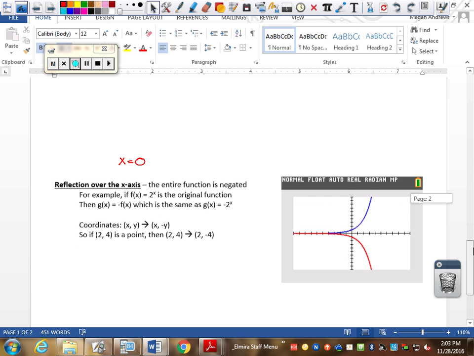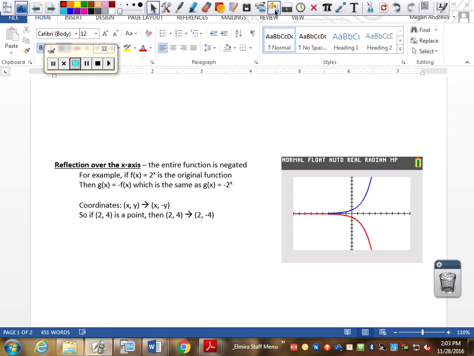Reflection over the x-axis. Remember, that means the same thing as y equals 0. The entire function is negated. So, for example, if f of x equals 2 to the x power is the original function, then g of x equals negative f of x, which is the same thing as negative 2 to the x power. The coordinates here, in this case, the y gets the negative sign.